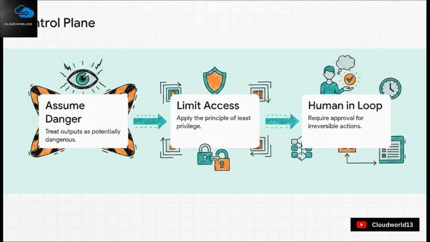Step 2, restrict privileges. This is the classic principle of least privilege. If the AI doesn't need write access to your database, do not give it write access. If it doesn't need to send emails, don't let it. And step 3, put a human in the loop for absolutely anything irreversible. Sure, the AI can draft the crypto transfer, but a real human needs to click approve.